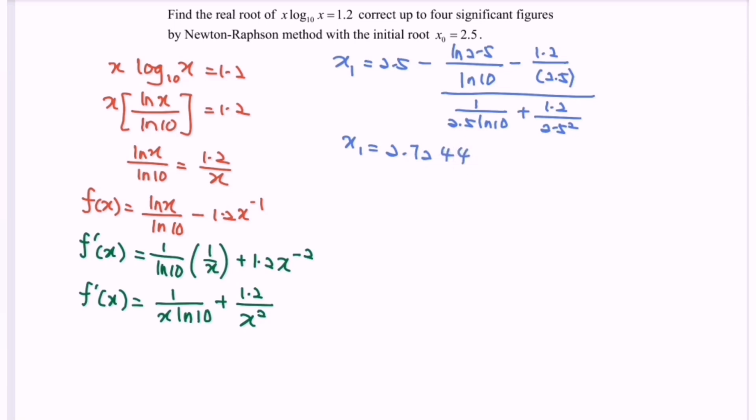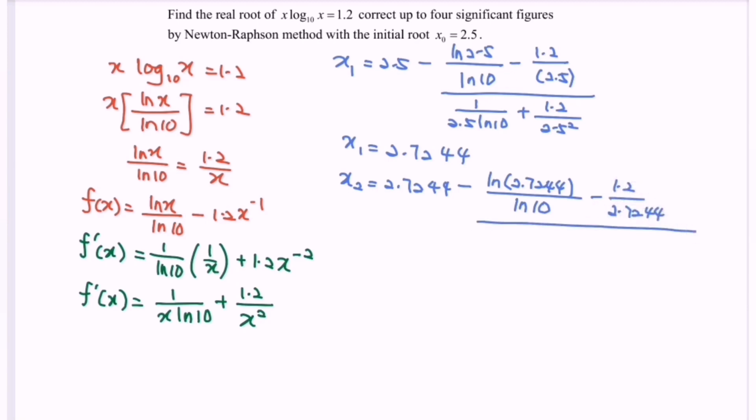2.7244. Repeat the situation. We have x sub 2 equals 2.7244 minus ln 2.7244 over ln 10 minus 1.2, over 1 over 2.7244 ln 10 plus 1.2 over 2.7244. Refer to the calculator, we have x sub 2 equals 2.7406.